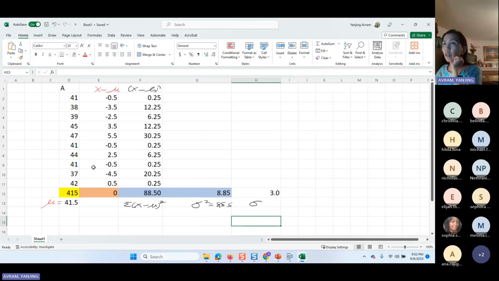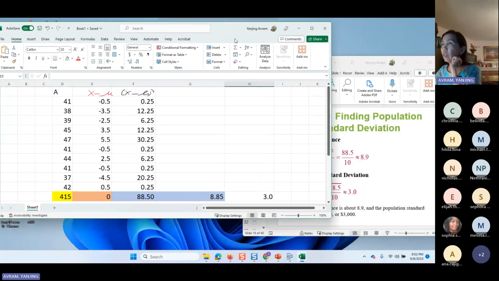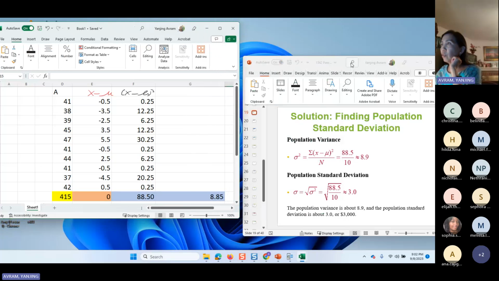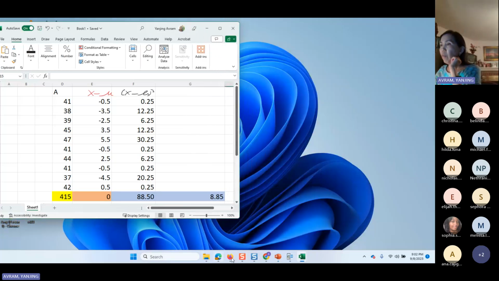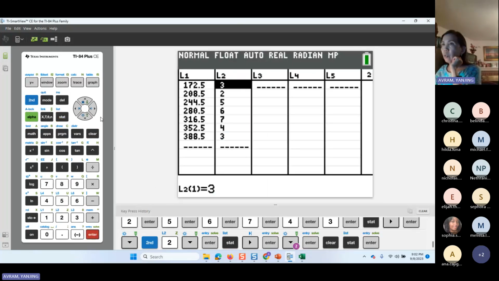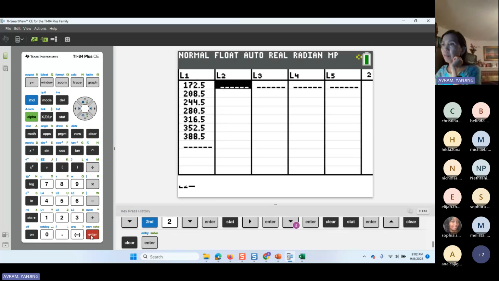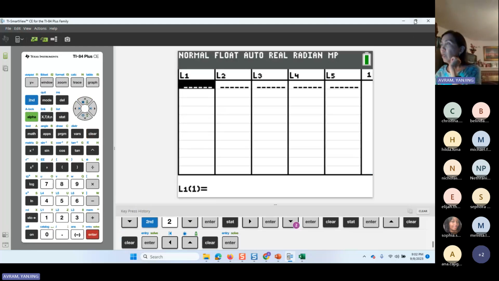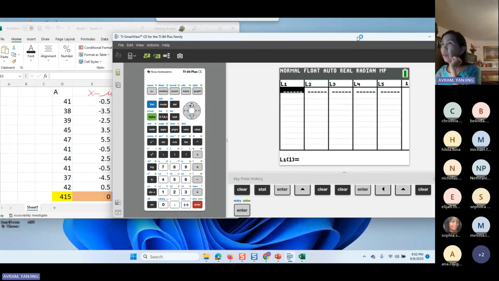All right, so that is quite a bit if you have to do that by hand. I think in the homework, you do need to go through this process once, just to let you understand the concept. After that, you can just use the calculator, okay? So I can show you how to use the calculator in here. Very quick and easy to find the standard deviation.